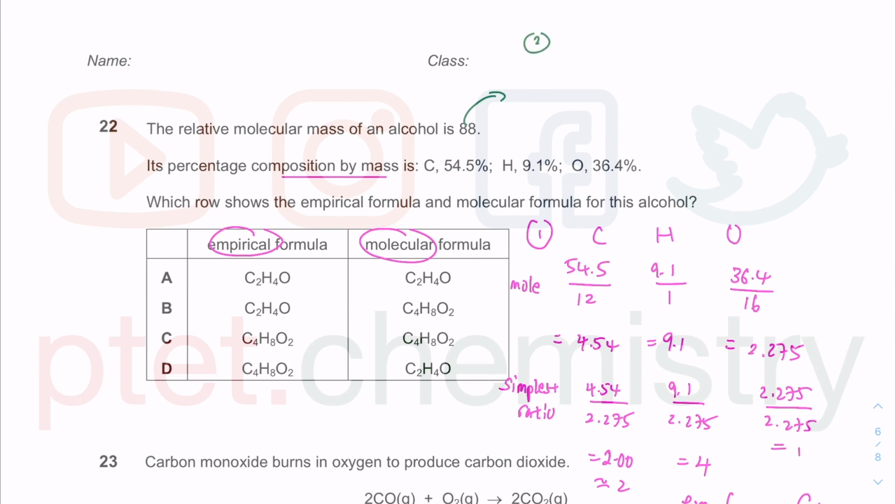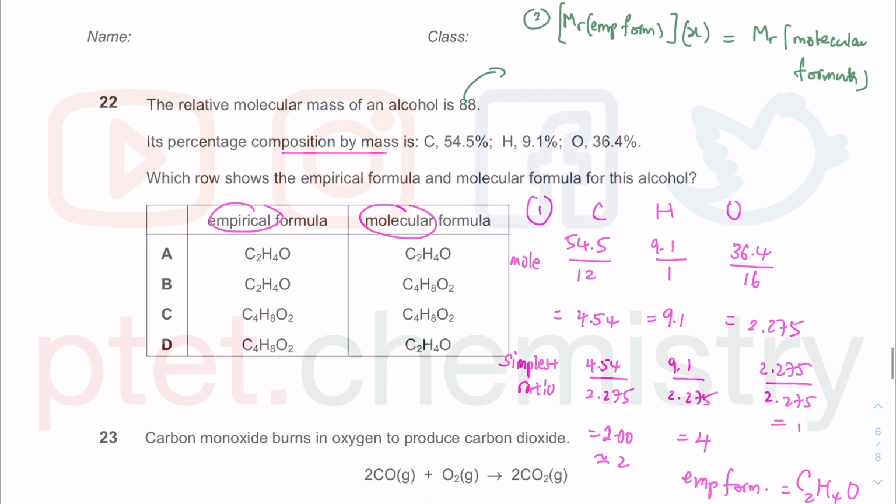Don't forget, the next part is the molecular formula bit. So step 2, the Mr of the empirical formula multiplied by a certain factor that I shall call X, for example, is going to be the Mr of the molecular formula. There's the definition, there's the relationship, how molecular formula links to empirical formula by a certain factor. The Mr of empirical formula, C2H4O. Empirical is C2H4O, so C and D are wrong.